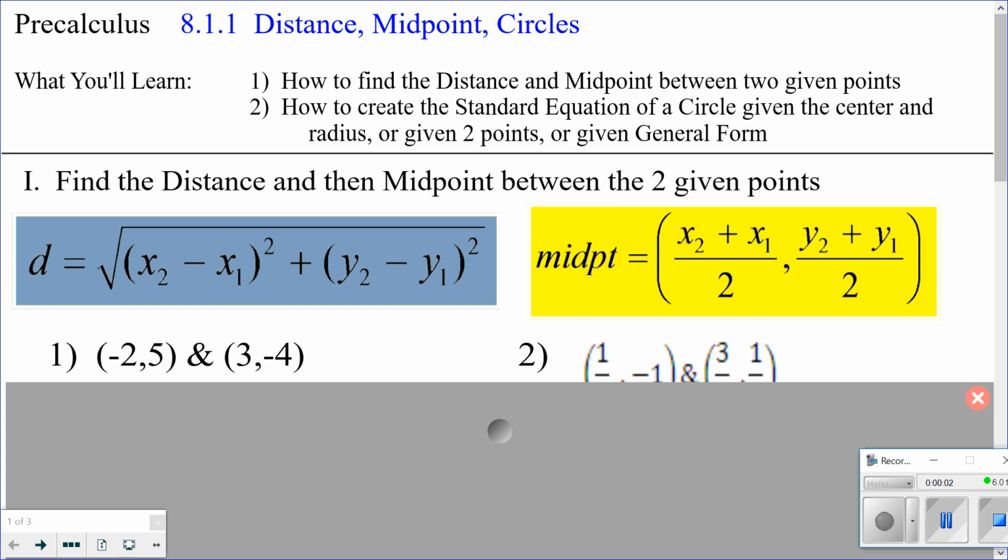Okay, chapter 8 is the conics unit, and today we're talking about the circle. So we're going to find the distance and midpoint between two given points, and then we're going to create our own equation. So finding the distance and midpoint, these two formulas should look familiar to you.